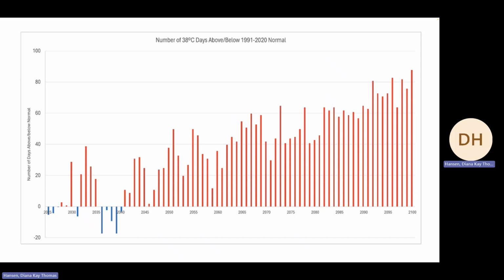The 38-degree days above normal, you can see that from 2040 to the end of the century, those are increasing. The average in the 1991 to 2020 reference period was about 20 days per summer, and by the time we get to 2100, it is over 100 days per summer.